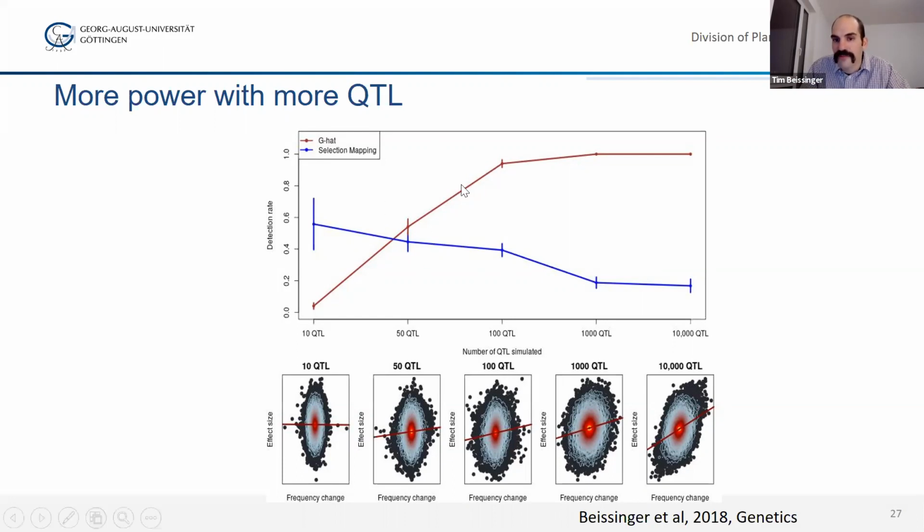But I also should emphasize here, this isn't a completely equal comparison. The two tests are doing something different. Selection mapping is trying to find a selected gene, and GHAT is trying to find whether or not a trait was under selection based on all of the genes. So we're not ever going to get out from GHAT, this was a gene that was selected.